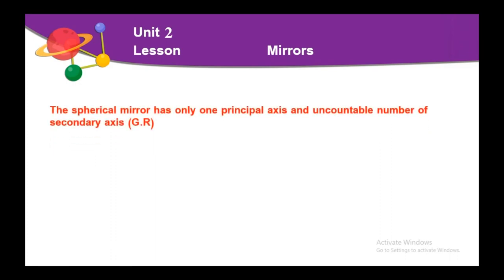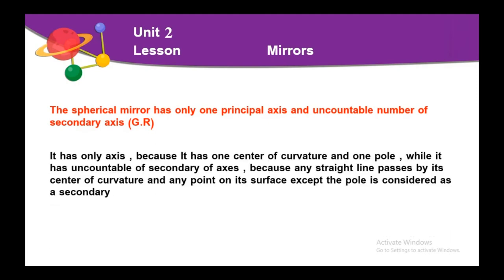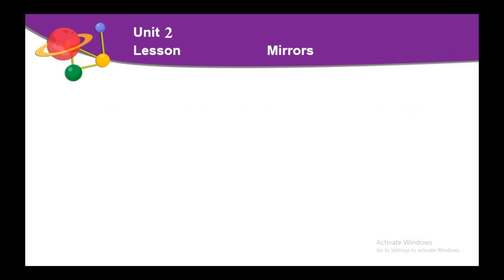A spherical mirror has only one principal axis and an uncountable number of secondary axes. Give reason. It has only one principal axis because it has one center of curvature and one pole, as the principal axis is the straight line passing through the center and the pole, while it has an uncountable number of secondary axes because any straight line passing through its center and any point on its surface except the pole is considered a secondary axis.